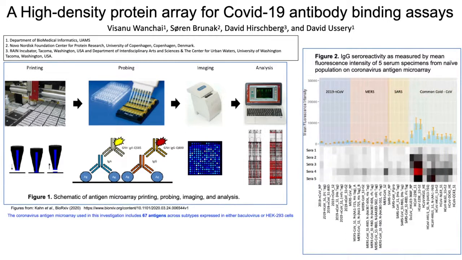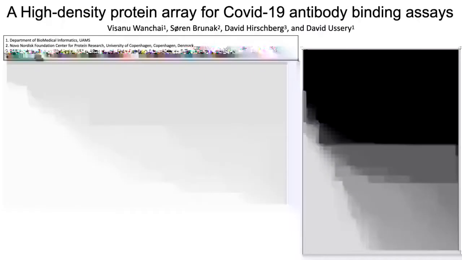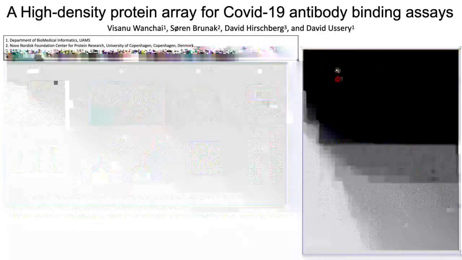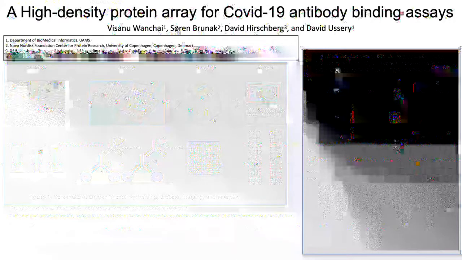This particular array is looking at 67 antigens, and you can see where the antibodies are binding. Now, here's common cold. Four of the strains of coronavirus actually cause common colds, and you can see antibodies lining up for that for different people. And then this would be SARS-2, 2019, the new coronavirus. This is the MERS, and this is SARS.